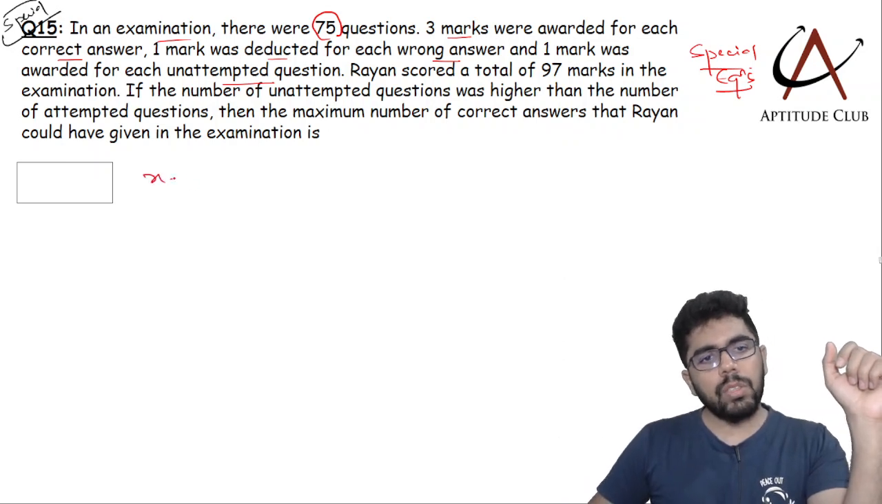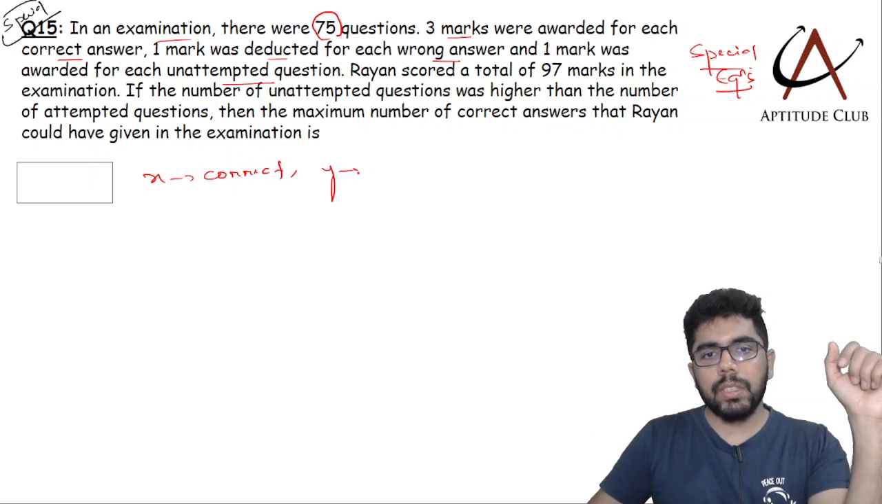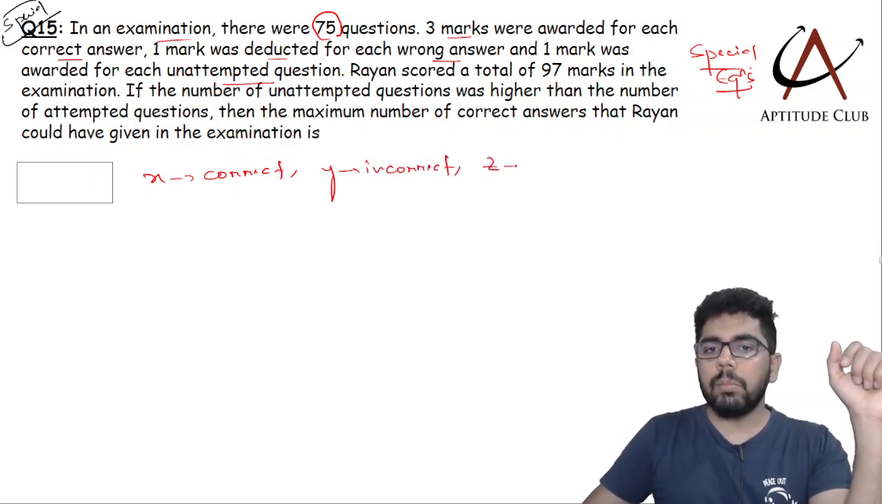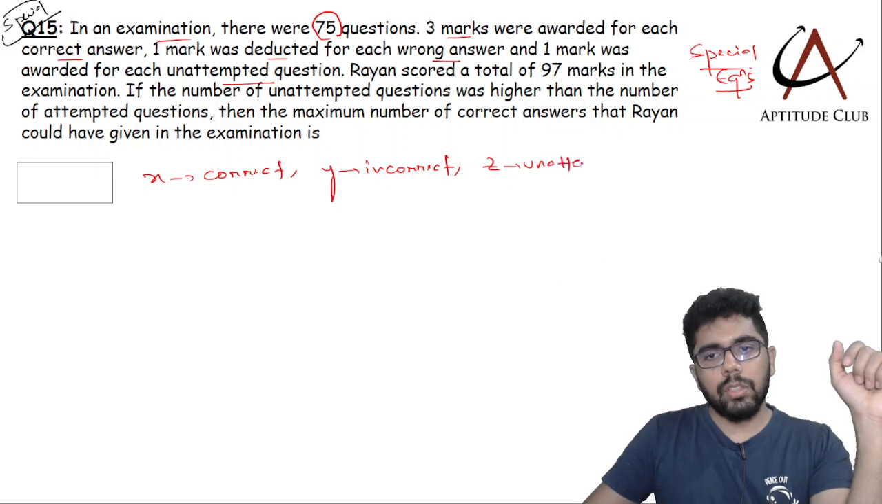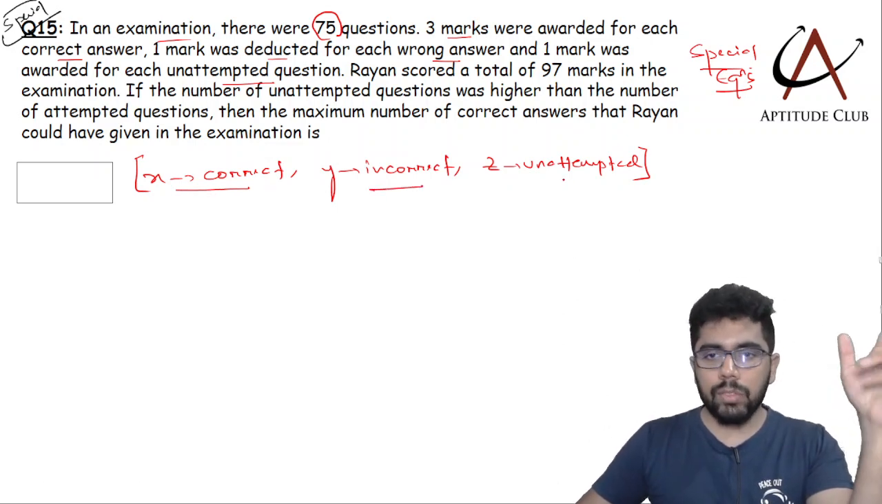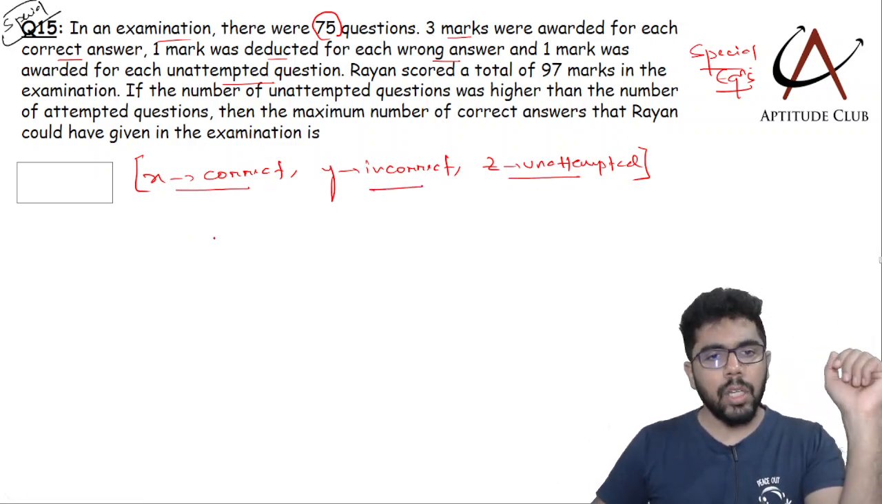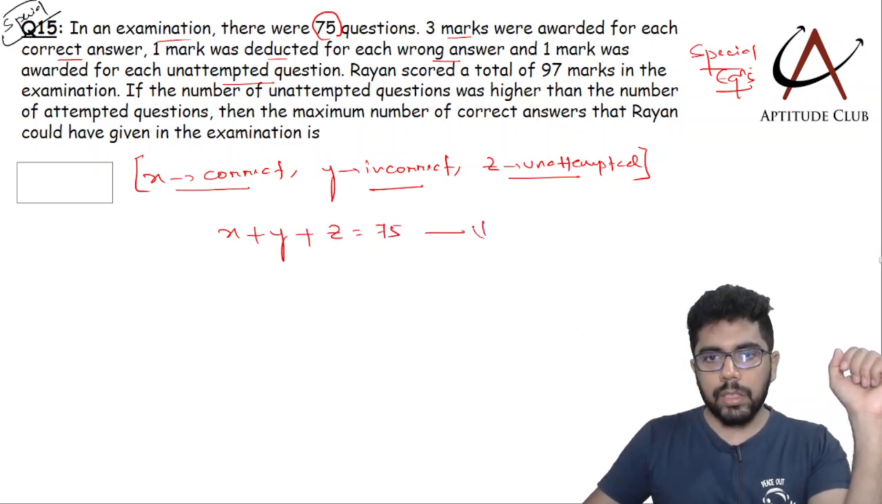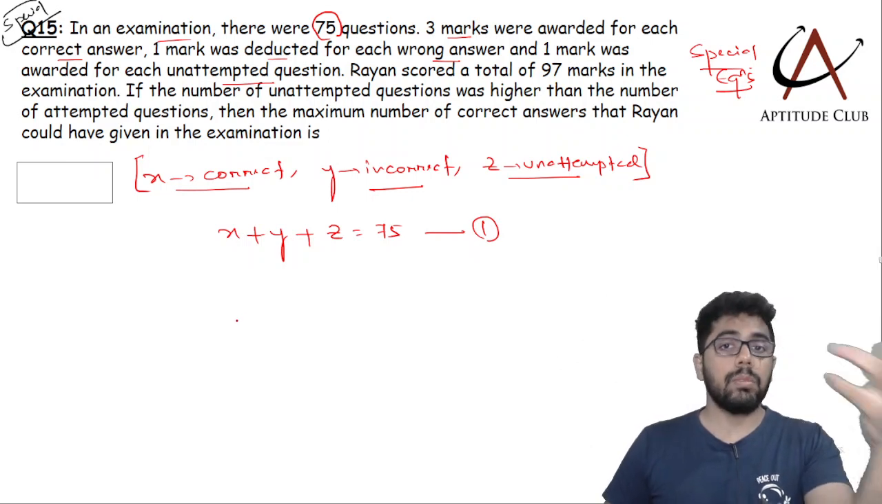So let us say the student got X questions correct, Y questions incorrect and Z questions unattempted. Let us say this is how the student has appeared in the exam: X correct, Y incorrect and Z unattempted. So my first equation will be X plus Y plus Z is equal to 75. Let's say this is equation 1, in terms of questions.